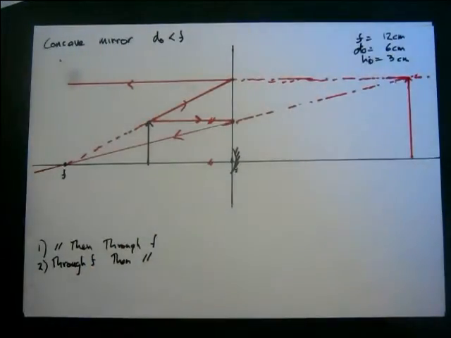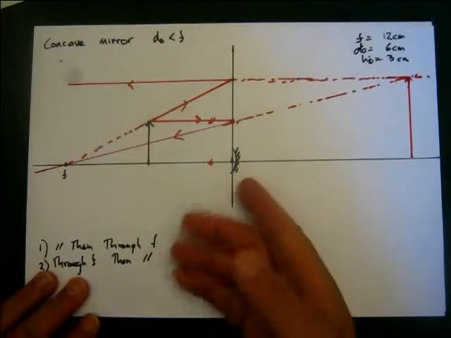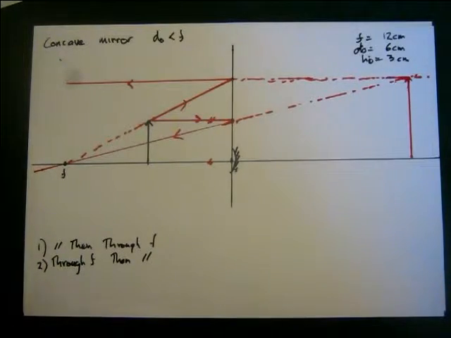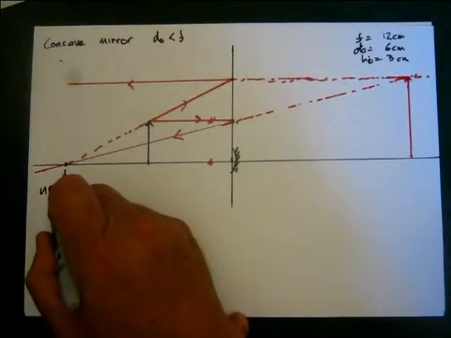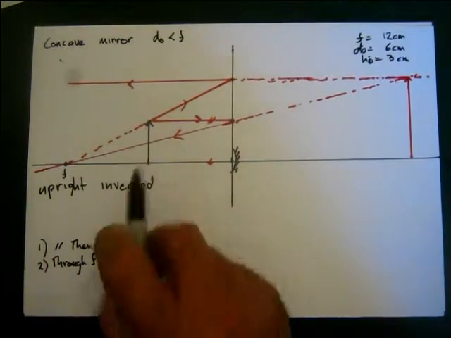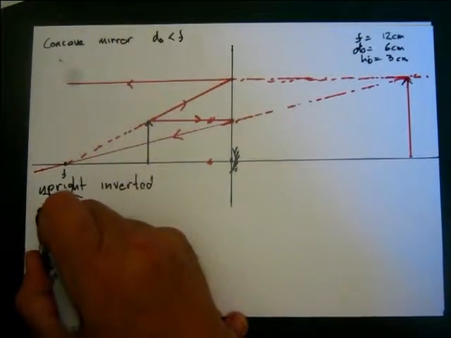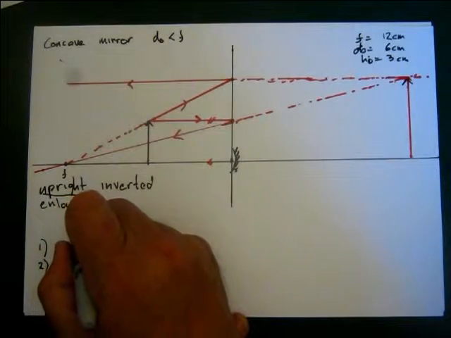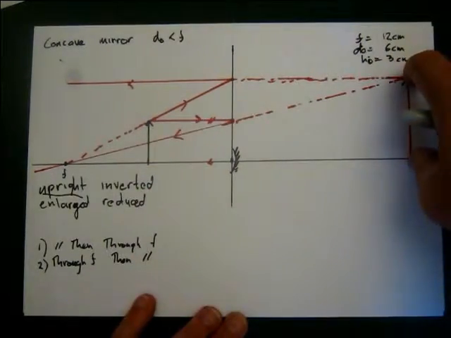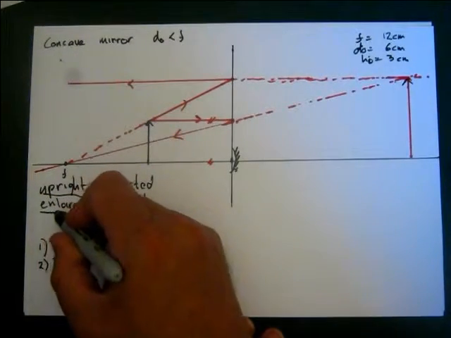So in this case, the image is going to be behind the mirror. We're going to look into the mirror and see the image over here. And so we can then do the big three that we've done before: upright or inverted. We look at the image and we can see the arrowhead is pointing up, so that's upright. We then go enlarged or reduced. We look at the image, and there's the object, the image is much bigger, so it's enlarged.